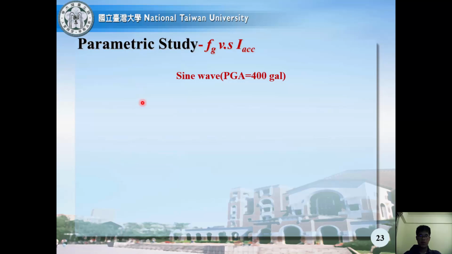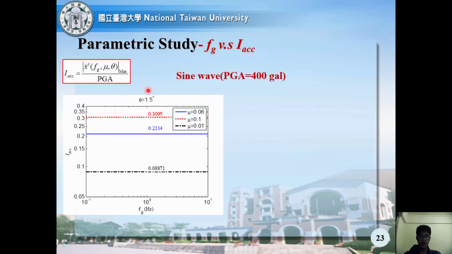And now I'm going to talk about the influence of ground motion frequency toward the acceleration response. First of all, the inclination angle is equal to 1.5 degrees in this figure. If we mainly focus on one line, for example, when the friction coefficient equals 6%, then we may see that the IACC is uninfluenced by the various ground motion frequency. And it remains a constant value equal to 0.21.